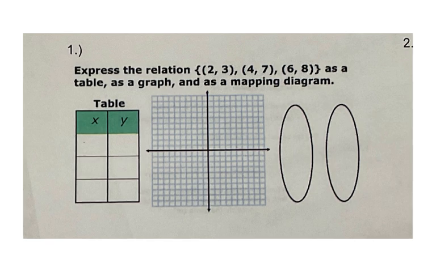I hope so. So the first ordered pair is 2, 3. The next one is 4, 7. And the last one is 6, 8.